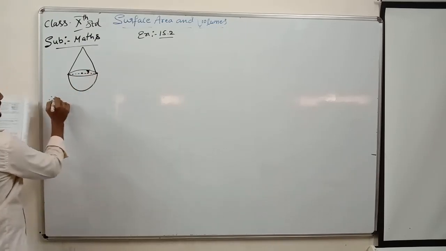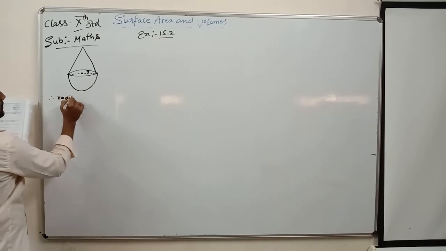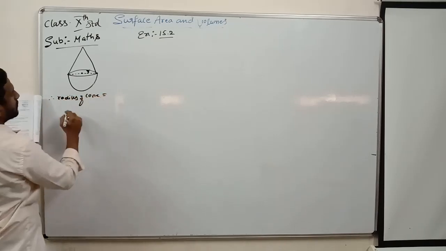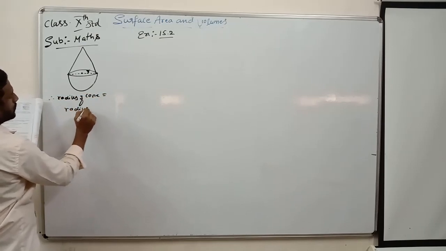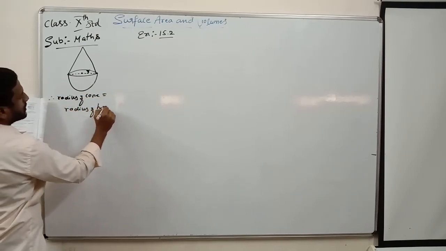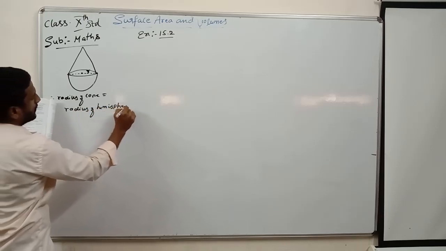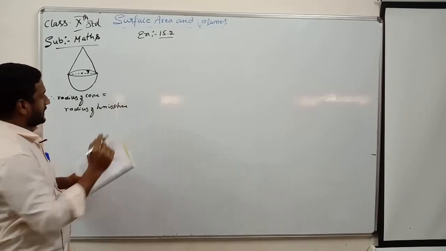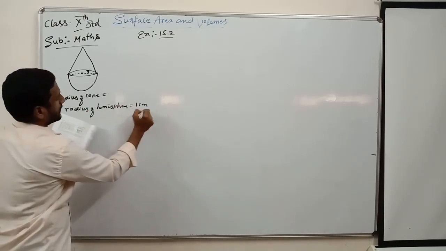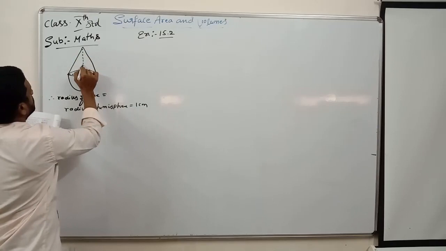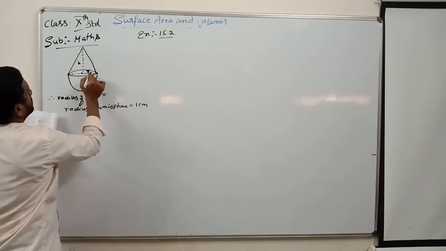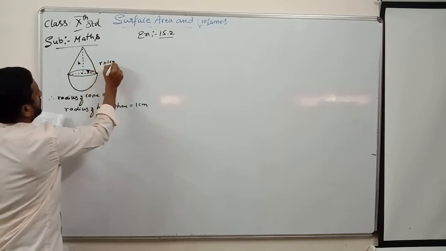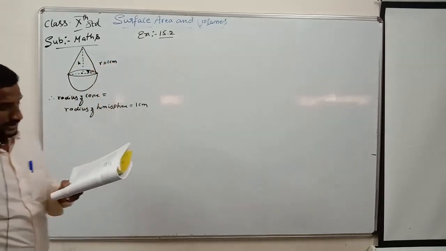So what is the meaning here? The radius of the cone is equal to the radius of the hemisphere. Let this be equal to 1 centimeter. This is the height, and this is the radius, so r is equal to 1 centimeter.